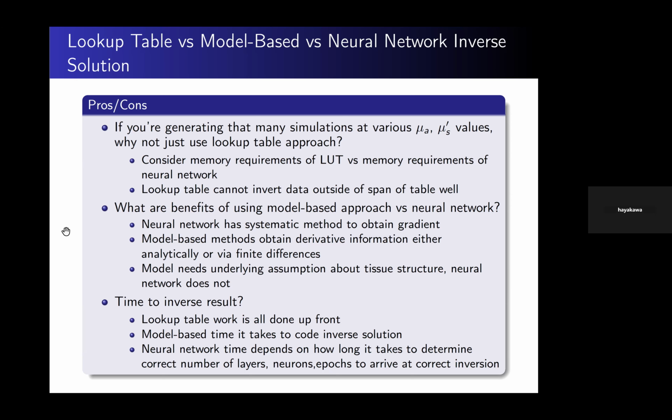Time to result: lookup table, all done up front, then you're done. Model-based time is, you know, you have to code up the analytic solution, maybe take the derivative of it, code that up. And neural network time depends on how long it takes you to figure out the correct number of layers, neurons, epochs to get the right inversion.